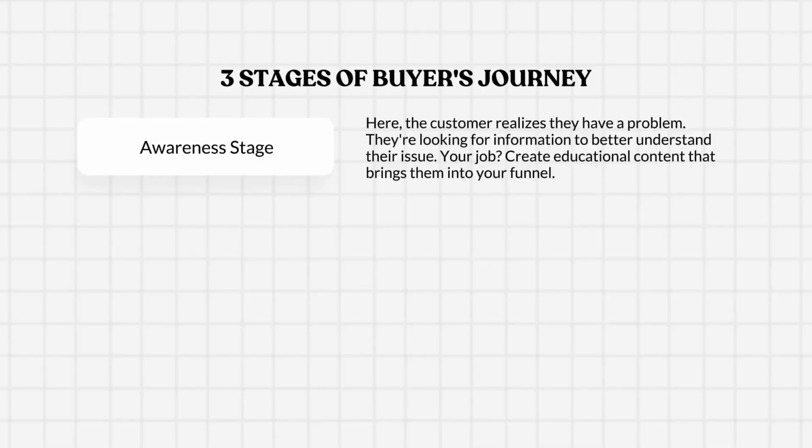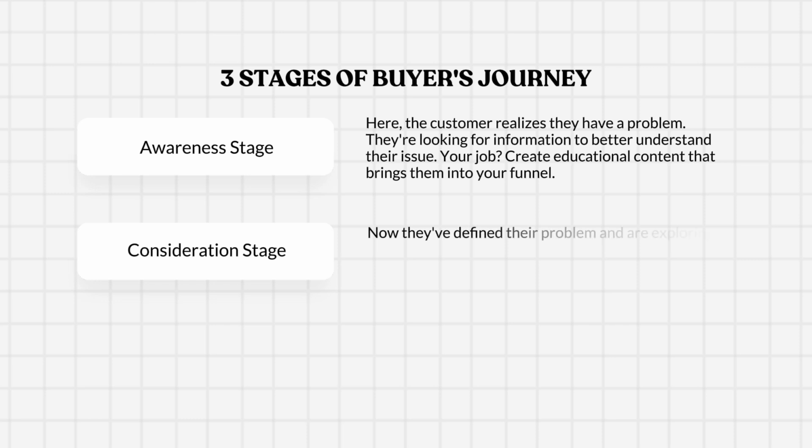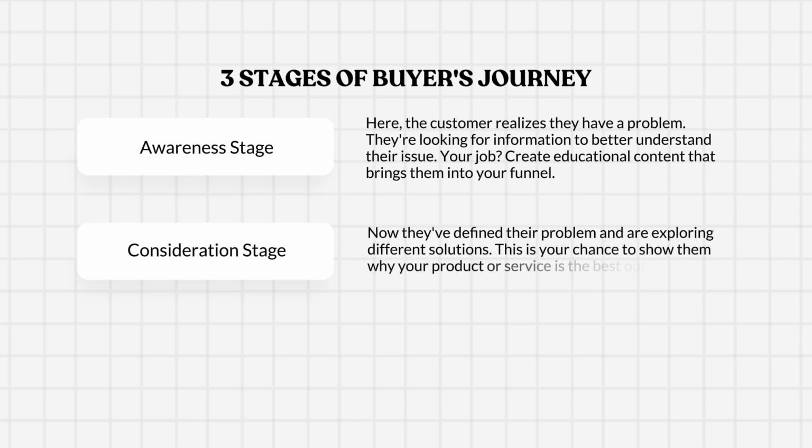You create tweet threads. Those are the kind of posts you create to make them aware that, oh, I have a problem. The second stage is the consideration stage. Now, the customers know that they have a problem and they are exploring the different solutions that actually exist to them. This is your chance to actually show them why your product or the services that you're offering is the best option. And this is where you start creating content like product comparison.